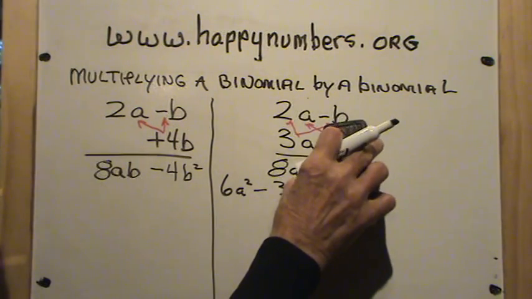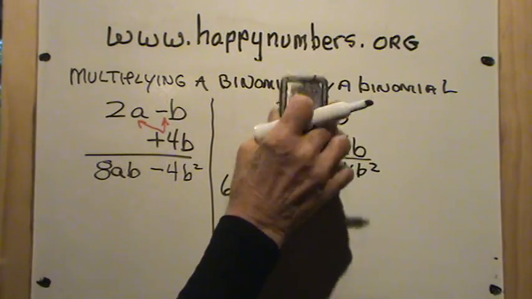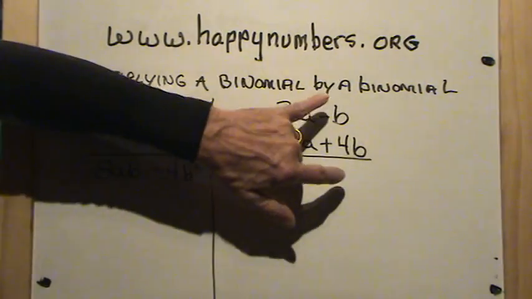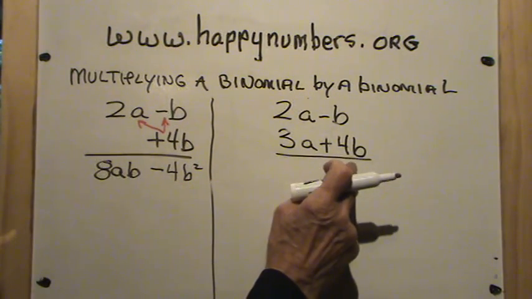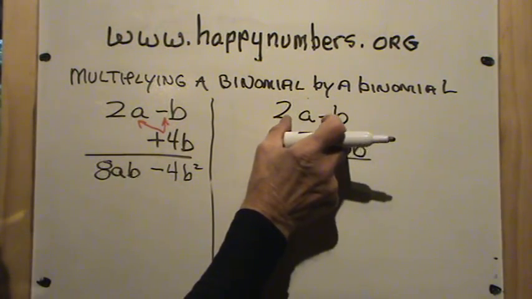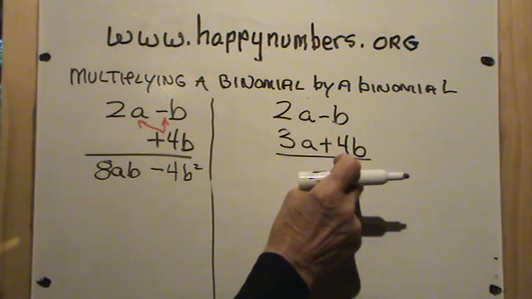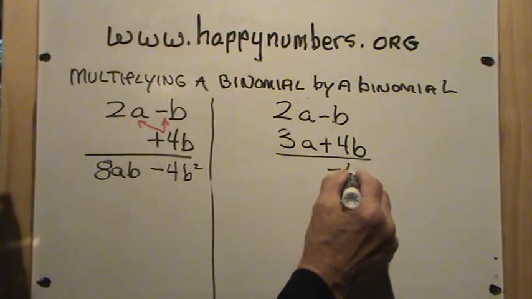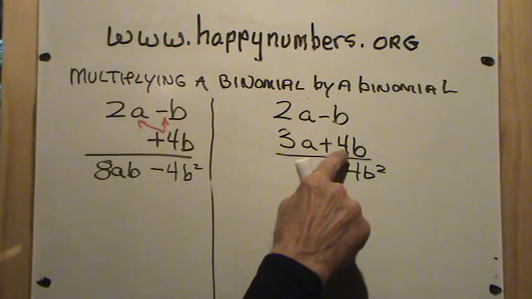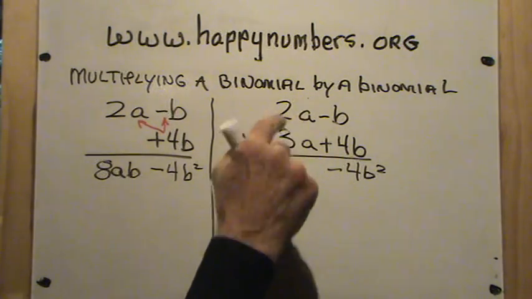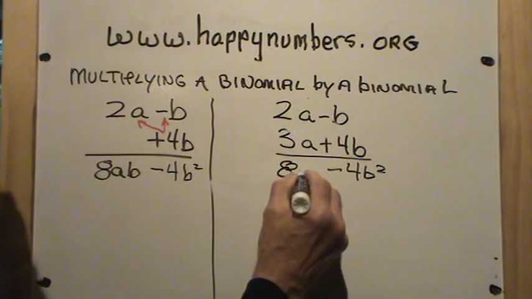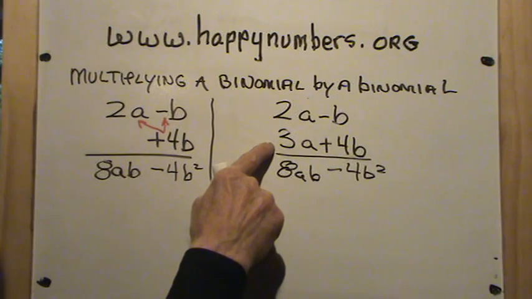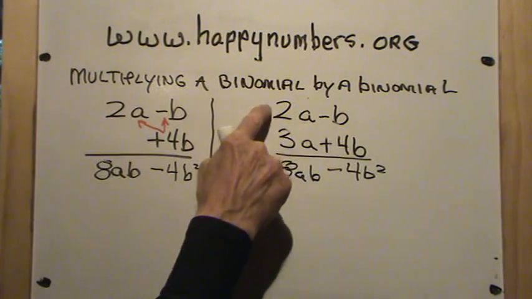So let me take this out and let me just review this concept. I hope that didn't confuse you. We have a binomial times a binomial. So we multiply the first term of the bottom binomial by the entire binomial. Positive 4b times negative 1b gives me negative 4b squared. Positive 4b times positive 2a gives me 8ab.